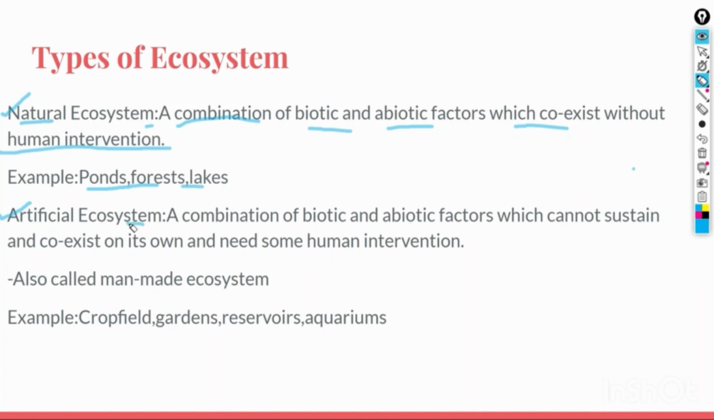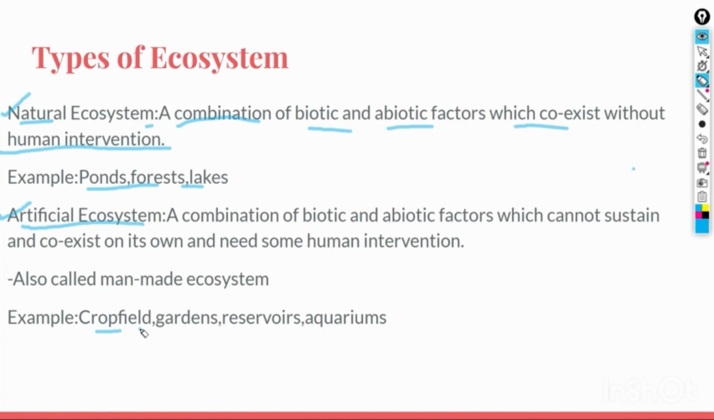Then we have the artificial ecosystem. As the name tells us, this is an artificial system. Why is it artificial? Because it requires our intervention to continue it, to help it survive. For example, a crop field. A farmer's crop field requires the intervention of a farmer to sustain. It cannot sustain without the help of a farmer. For example, if less water is present there, the land needs the farmer to give it the abiotic component, water.